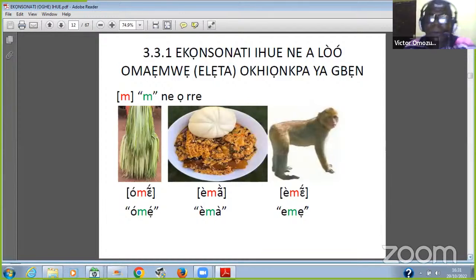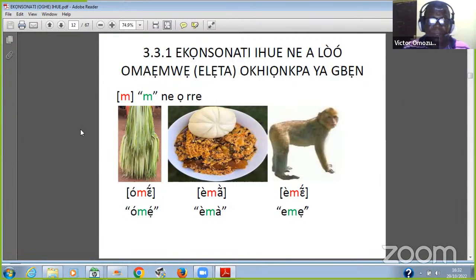So let us now look at the various consonants, that is the 5 nasal consonants. These are nasal consonants. You use single letters of the alphabet to write them.